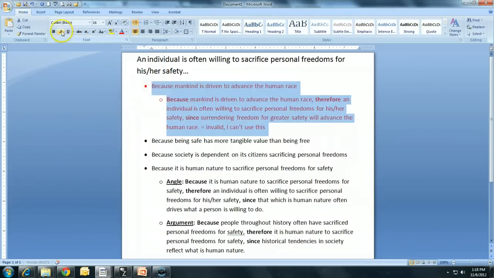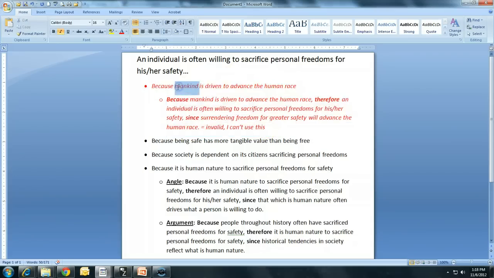I can't really use this in an essay. And the problem right away lies in the way I phrased my supporting claim. Let me show you what we can do if we just revise this claim, because I don't think I really meant with this claim that mankind is driven, that sacrificing personal freedoms drives the advancement of the human race, or is driven by the desire to advance the human race. I think what I meant was this.